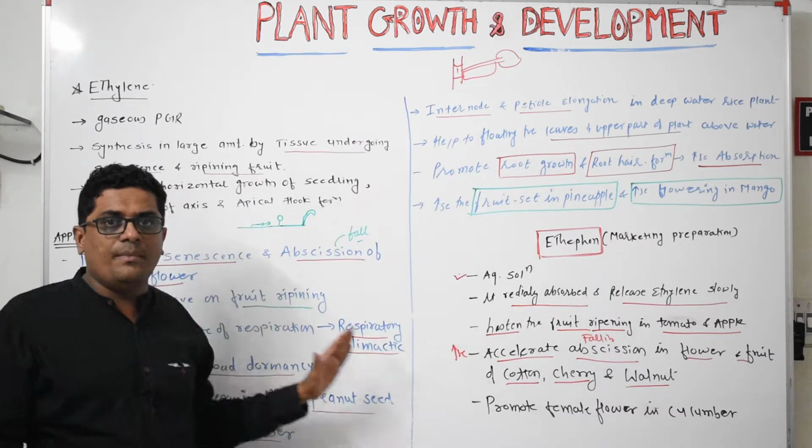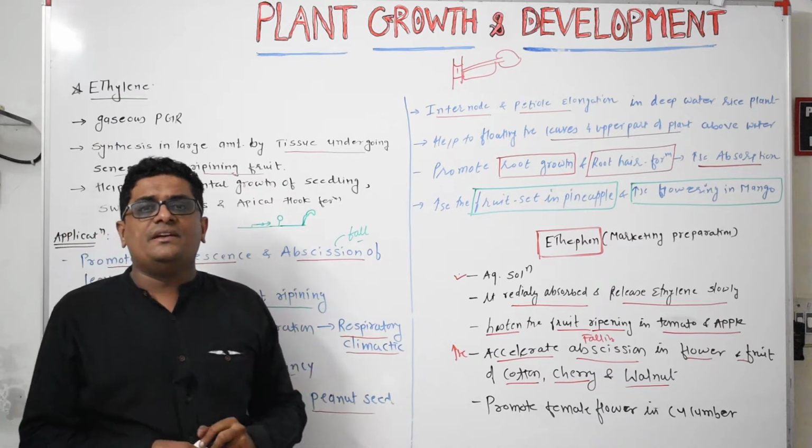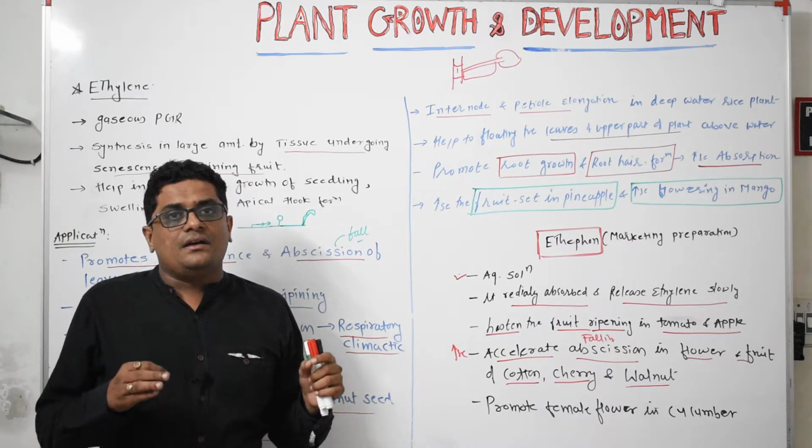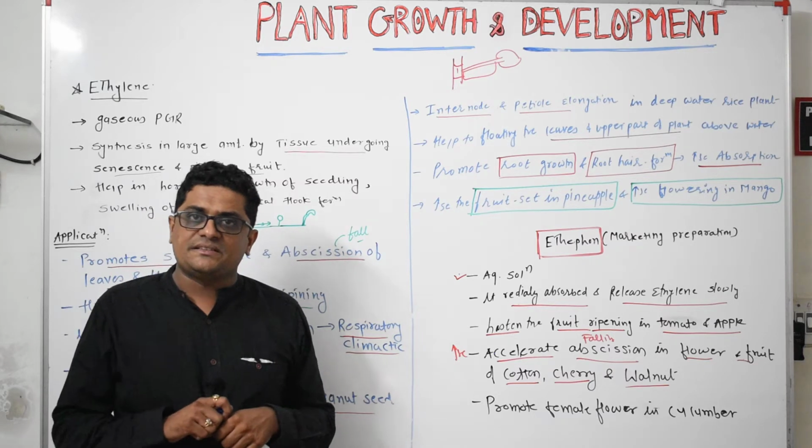So this is all about ethylene. In the next video we will discuss another plant growth inhibitor, that is abscisic acid.